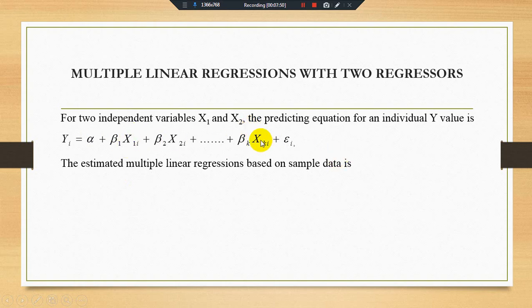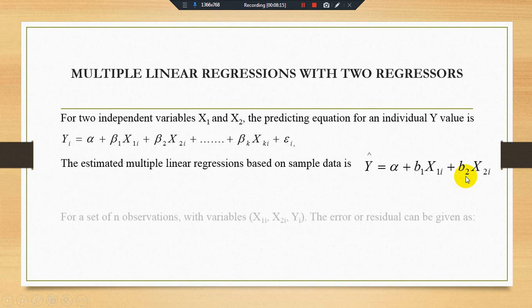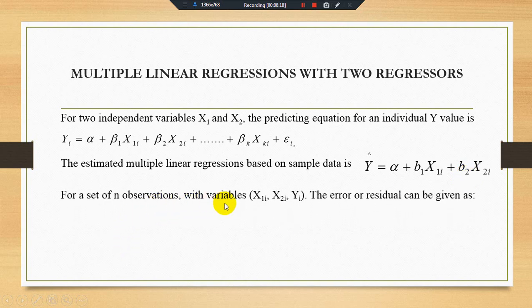This is our population multiple regression line. From the population multiple regression line, when we find the estimated multiple linear regression with the help of a sample, we get y hat, the estimated y, equals a plus b1 x1i plus b2 x2i. Here we have two independent variables, x1 and x2, and yi is the dependent variable.